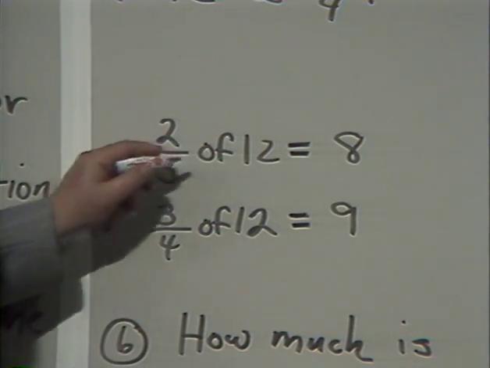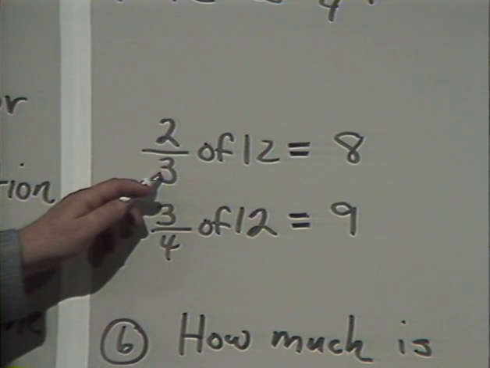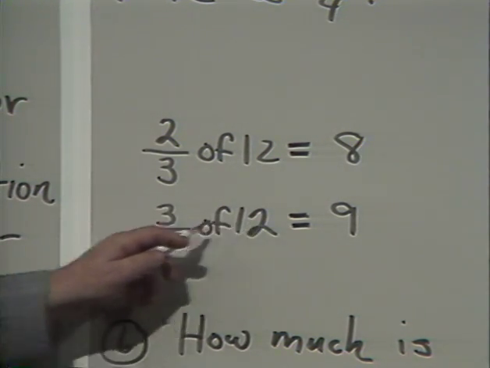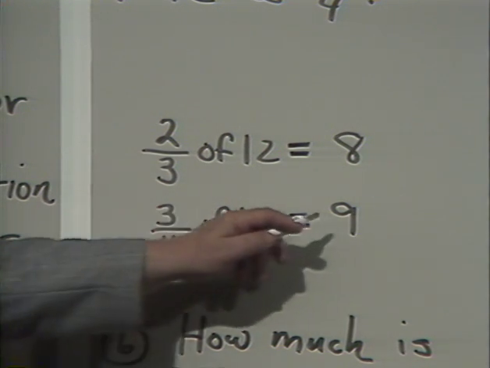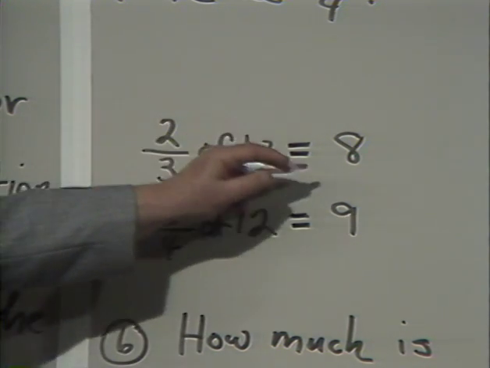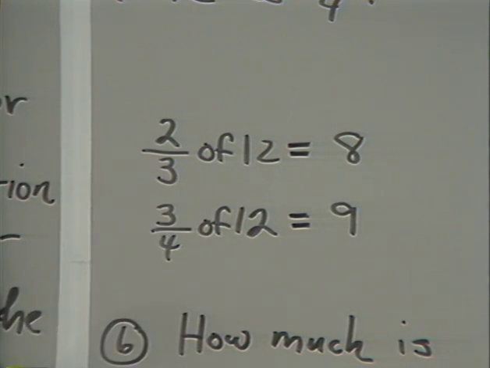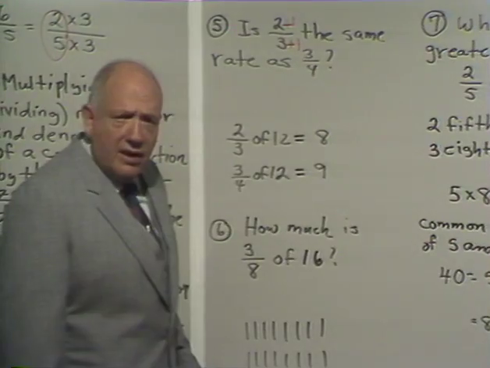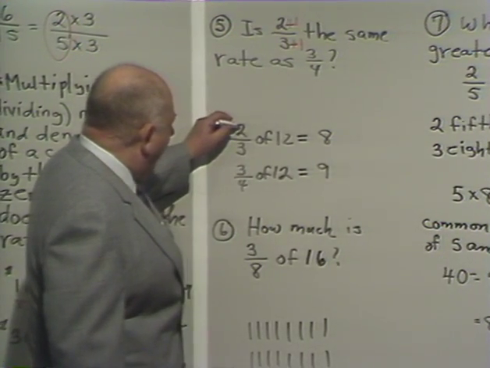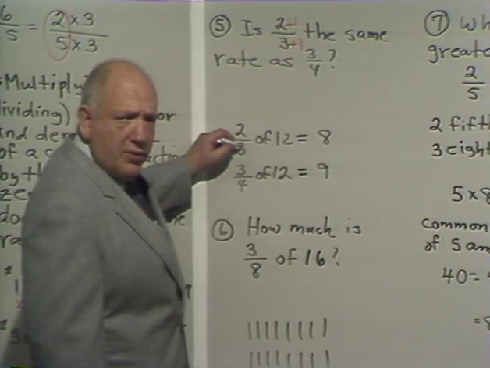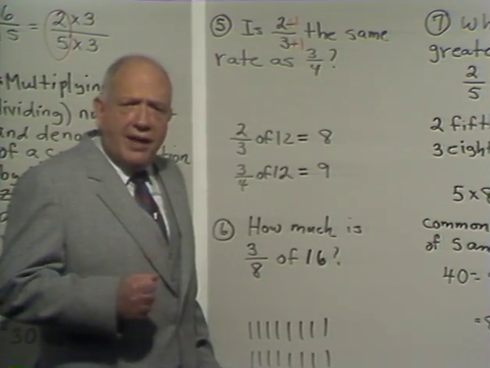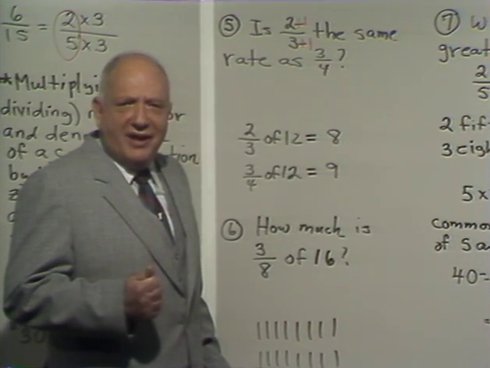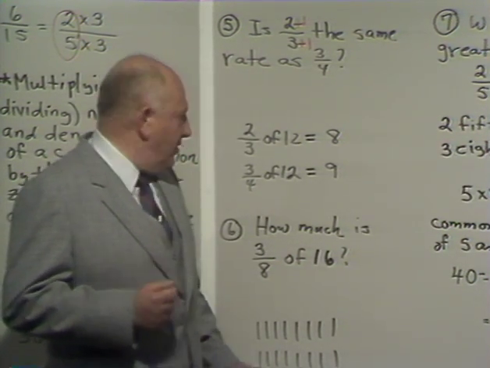You see, if I take 2/3 of 12, 12 divided by 3 is 4. 4 times 2 is 8. If I take 3/4 of 12, 12 divided by 4 is 3. 3 times 3 is 9. Since 2/3 of 12 is not the same as 3/4 of 12, 2/3 and 3/4 are not the same rate. But yet you do get 3/4 by adding 1 to the numerator and denominator of 2/3. So just because you added the same amount to numerator and denominator, don't think you haven't changed the rate. You have changed the rate, okay?